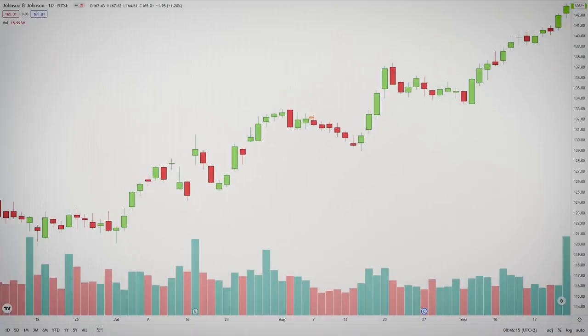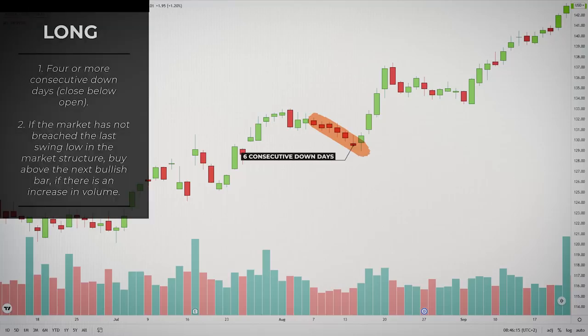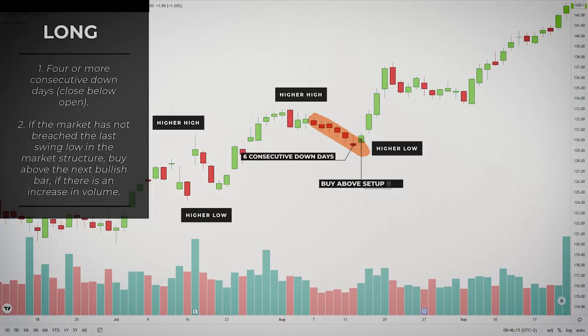Here's the long entry criteria after consecutive down days. First, 4 or more consecutive down days, meaning close below the open. And second, if the market has not breached the last swing low in the market structure, we buy above the next bullish bar if there is an increase in volume. Basically, it's a trend continuation pullback strategy.